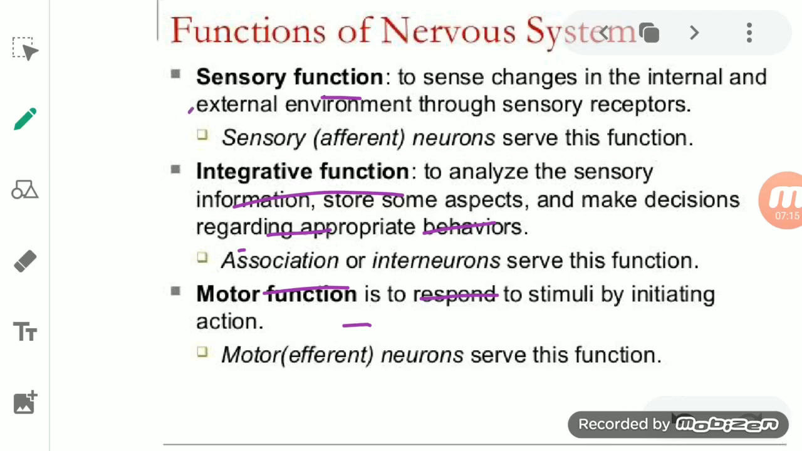So this is the basic function of the nervous system. In short, we can say that the dendrites receive the impulses, and the axon takes the impulses away from the cell body and finally to the brain, and they respond according to the changes in the environment. So basically its function is how to respond to the stimuli.